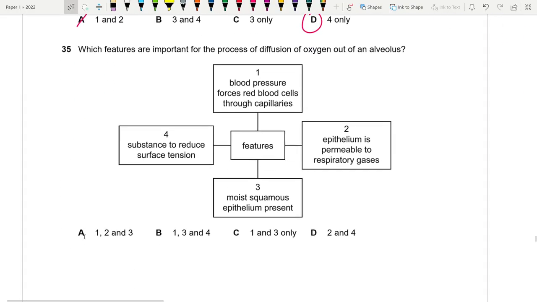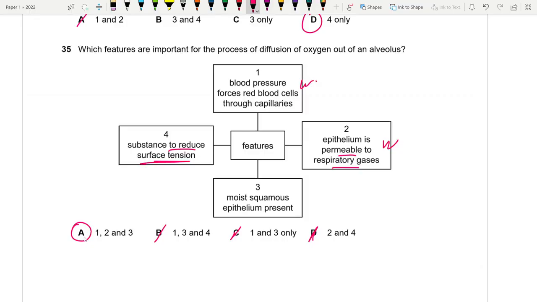Last 6. Which features are important for the process of diffusion of oxygen out of an alveolus? Epithelium is permeable to respiratory gases. Must. 2 is very important. We need 2. Moist squamous epithelium present. Substance to reduce surface tension. Honestly, 4 is not a part of the answer. Surface tension prevents collapse. Okay, it should be A because it is permeable to respiratory gases. It is 1 cell thick.